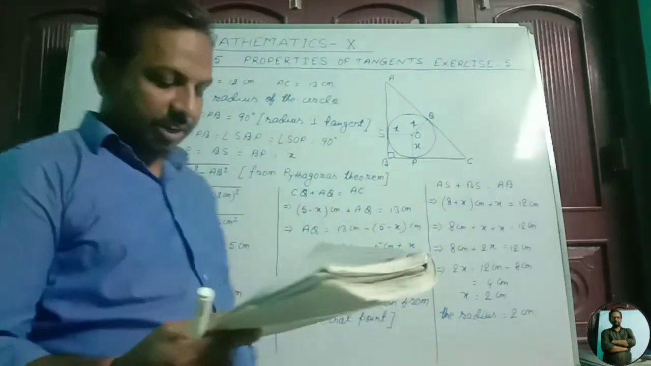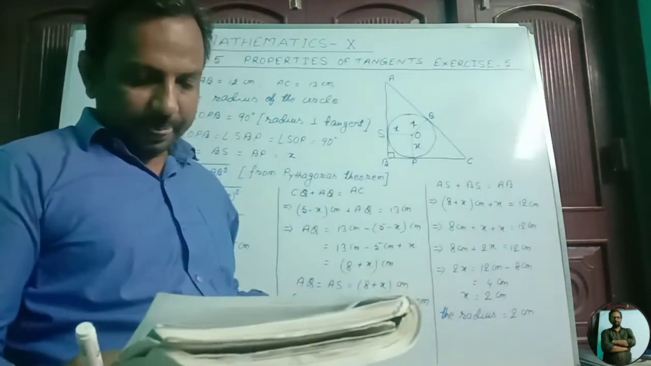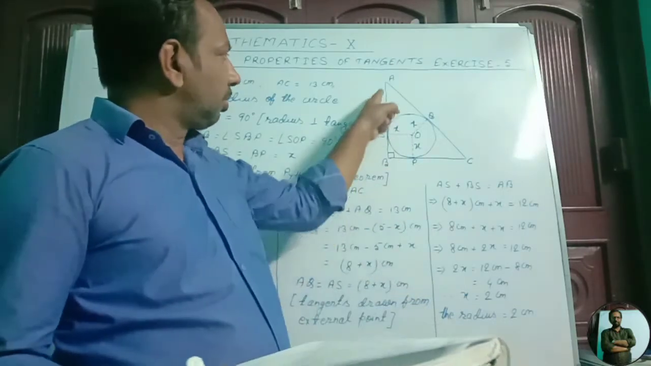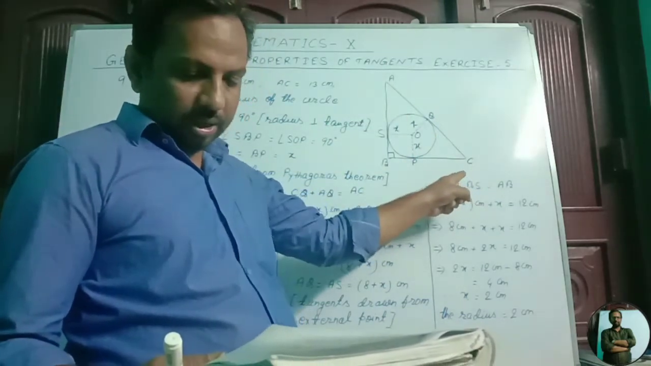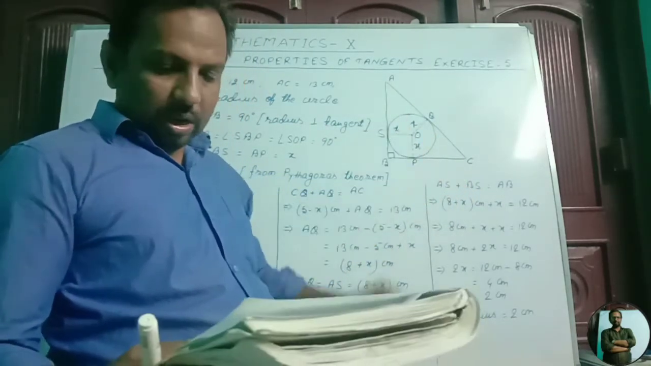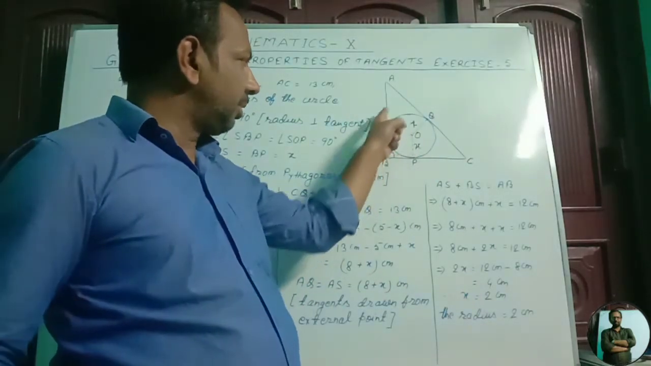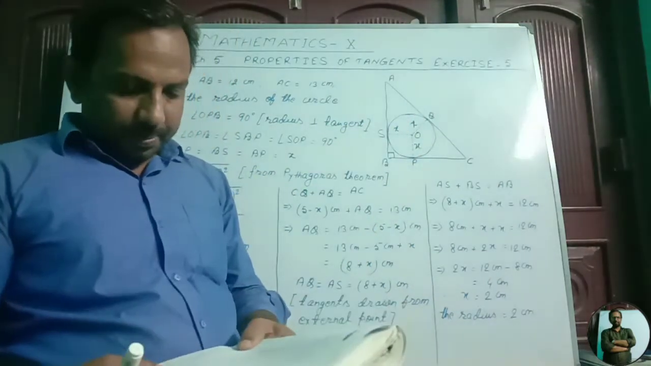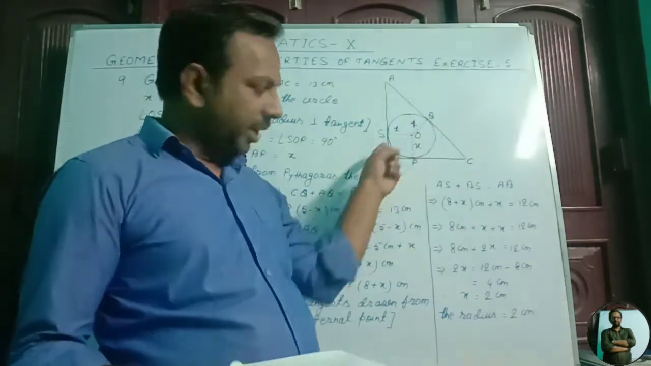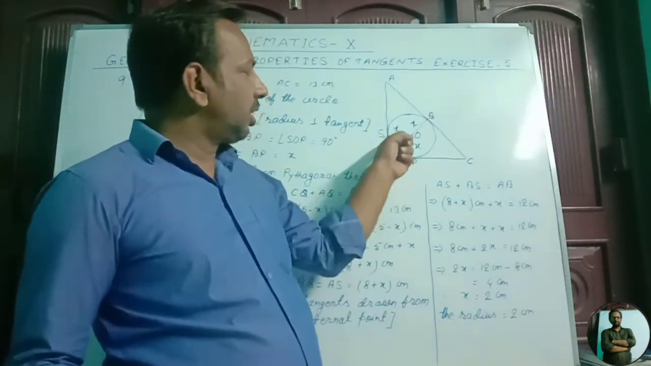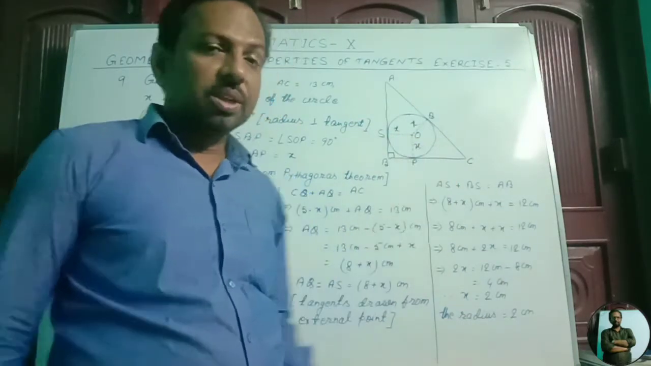Question number 9 states that ABC is a right angle triangle. This ABC is a right angle triangle with AB equal to 12 centimeter and AC equal to 13 centimeter. A circle with center O has been inscribed inside the triangle. This is the circle with center O that is inscribed inside this right angle triangle. Find X, where X is the radius of the circle. So we are asked to find X, that is the value of the radius of the circle.